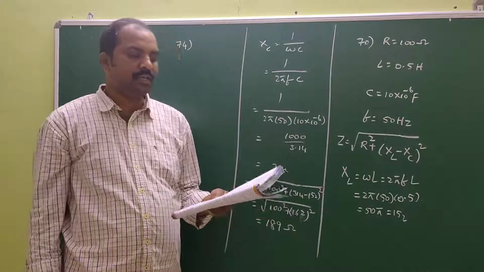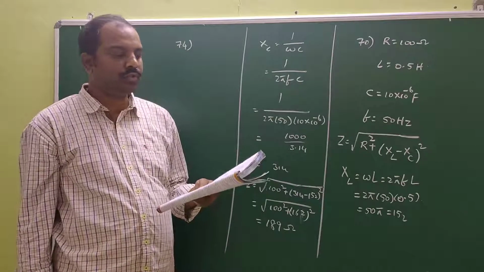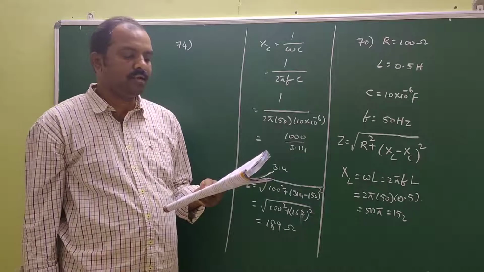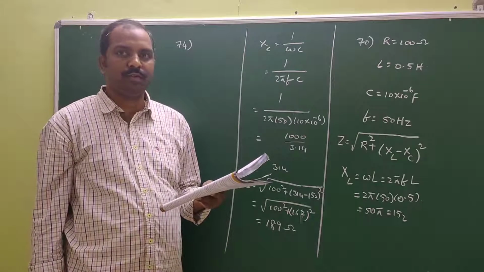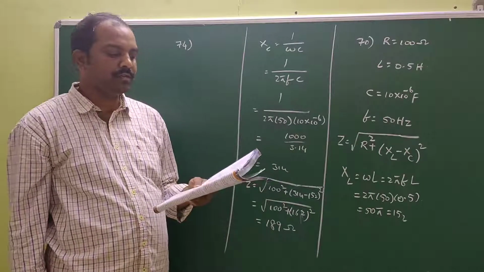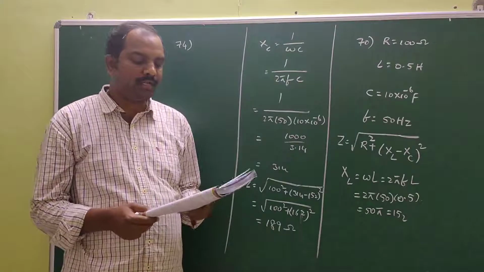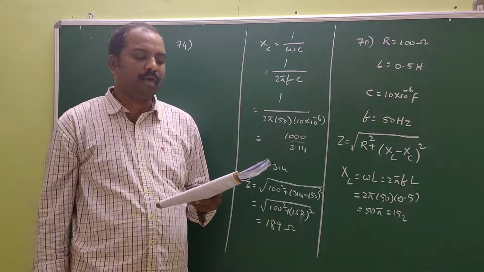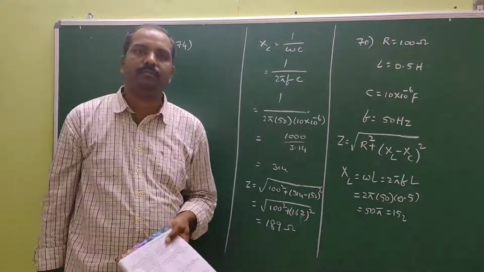Now, the next question, question number 74. An LCR circuit is connected to an AC source of alternating current. At resonance, the applied voltage and the current flowing through the circuit will have what phase difference? What is that? In an LCR circuit, at resonance, the applied voltage and current flowing through the circuit have some phase difference.